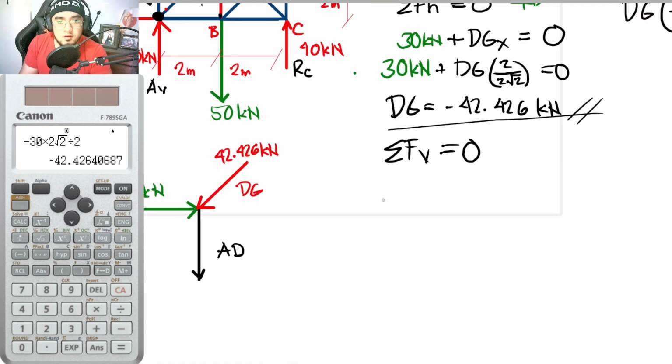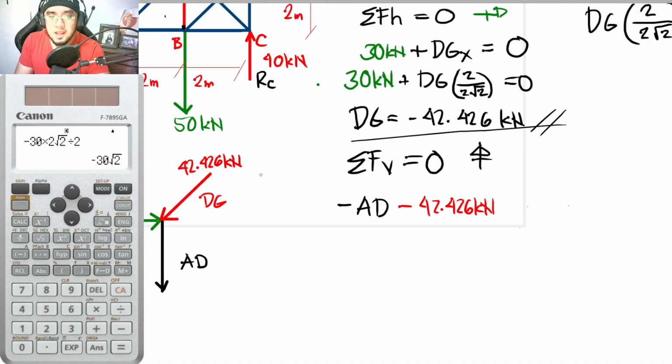Okay, so solving for the value of AD via summation of forces vertical. So for AD, that is now equal to negative AD, since it is going downwards. By the way, this is now our sign convention. As for DG, we must get the y component of this. So minus, since this is pointing downwards, it is negative 42.426 kilonewtons. But take note that our concern here is not 42.426. Rather, our concern here is its vertical component.